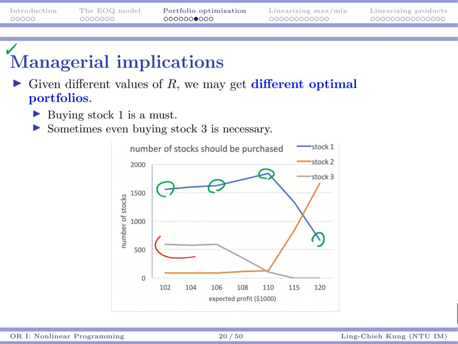Sometimes you can even see that we would need to buy some stock 3. If you go back and look, stock 3 is actually losing money in some sense. But if you don't require a high expected revenue and you need to control your risk, then because stock 3 is somehow cheap, you're going to spend some money on stock 3. Okay, so that would be interesting. If you don't do that, that's actually not an optimal way of doing investments.